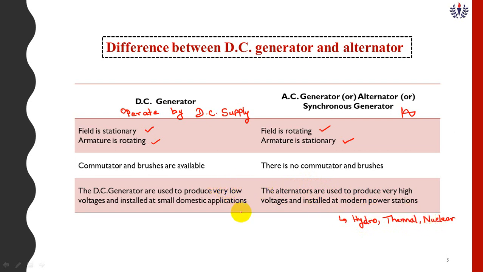In a DC generator the field winding is stationary and the armature is rotating. But in AC the field is rotating and the armature is stationary, just the opposite. In DC, commutator and brushes are available, but in AC there is no commutator and brushes.